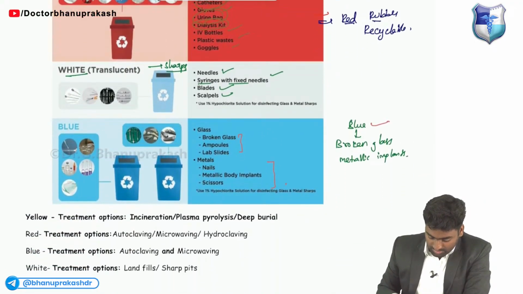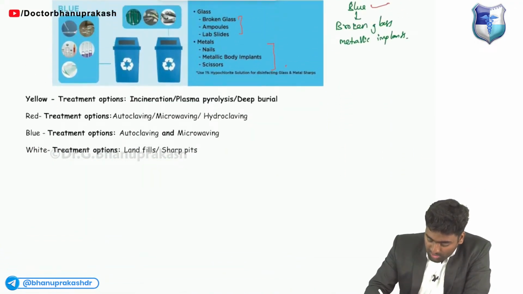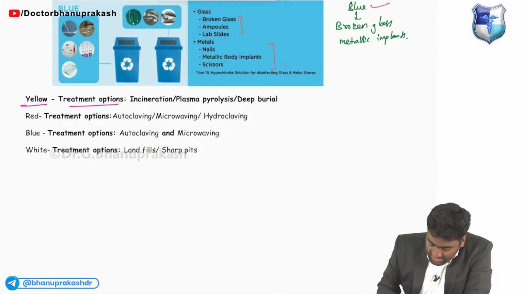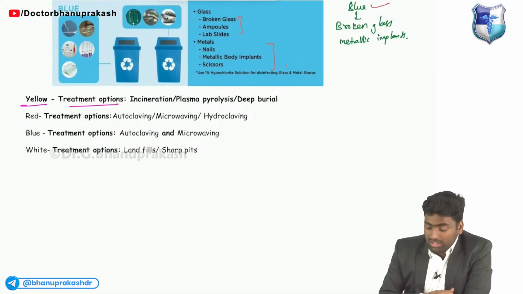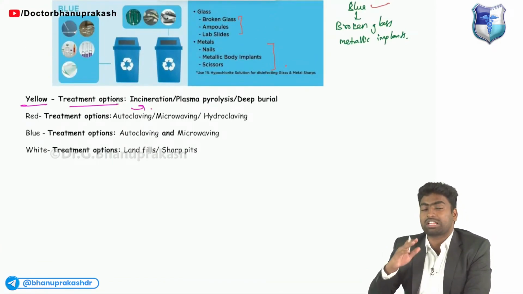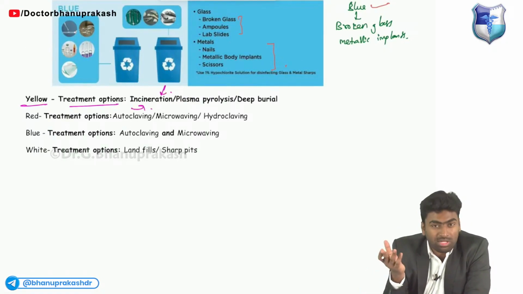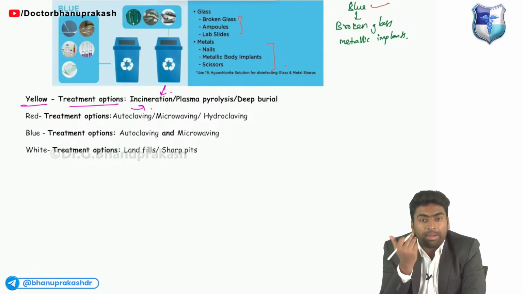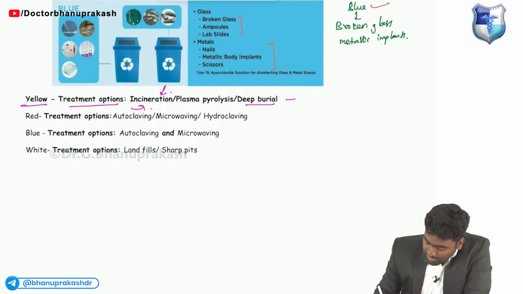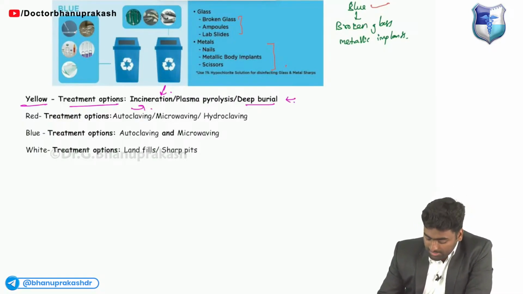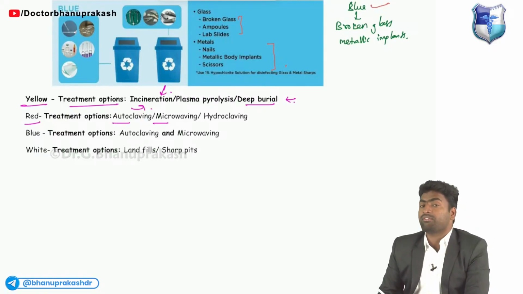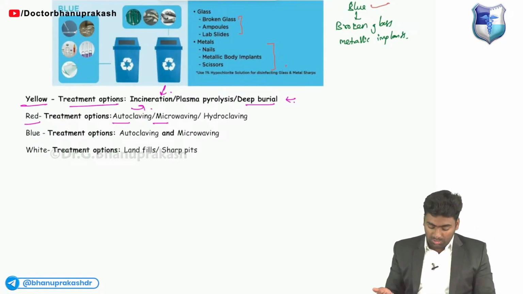Fine. Then how will you treat them before disposing? If you see the yellow, these are mostly anatomical waste. To prevent the spread of infections, we'll do incineration, if there is any anatomical waste like our placenta or amputated limbs. Whereas in the case of microbial and chemical waste like radiological developing films, we'll do deep burial. Then about this red one, we'll do autoclaving and microwaving, followed by shredding, and we'll recycle and use it.